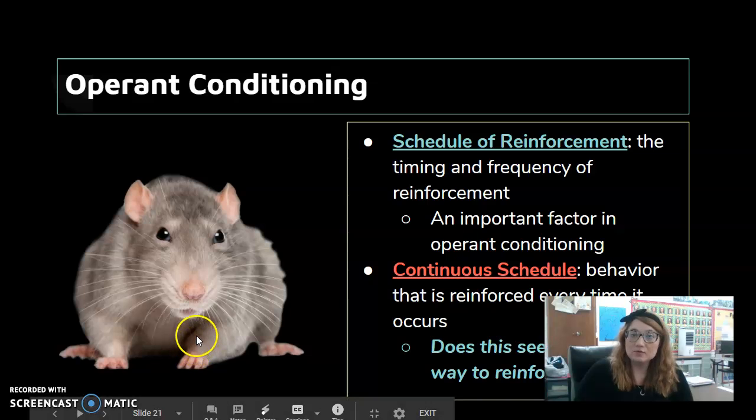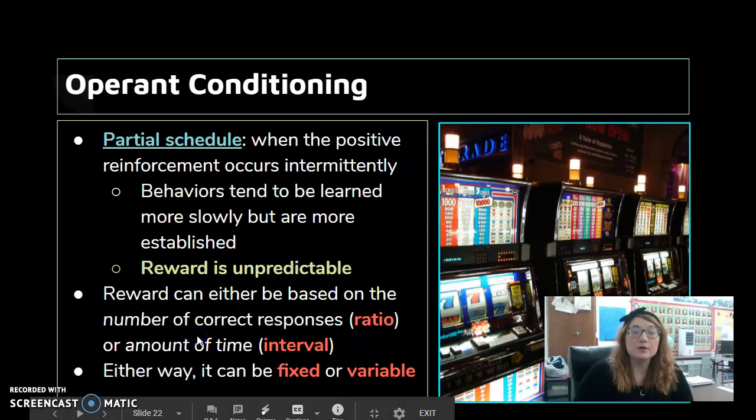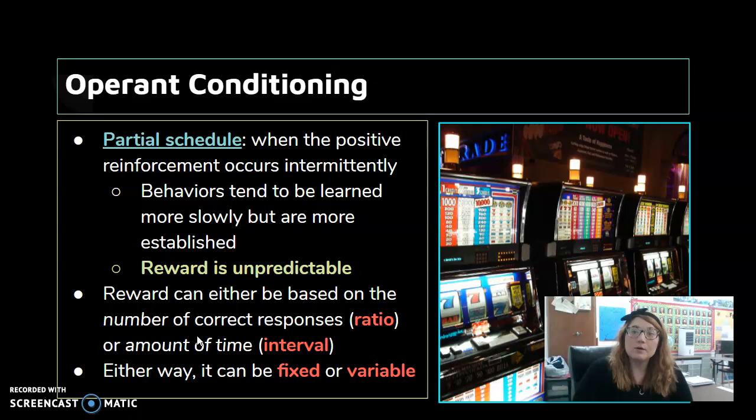But continuous schedules are not the only schedules that occur. We also are aware of something that is called a partial schedule. And this is when reinforcement is never really known. We never know when it's going to happen. Okay, it's intermittent. Now, behaviors tend to be learned more slowly if you use partial schedules, but it tends to be a more lasting effect because the reward is so unpredictable.